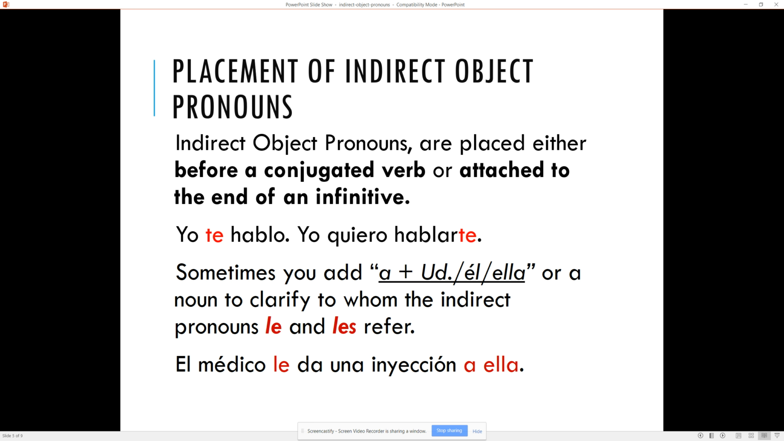Sometimes you add a usted, a él, a ella, or a with a noun to clarify who it's going to. Because while it's a lot less work to learn le and les, it can be very confusing to figure out who they are referring to. So, el médico le da una inyección a ella. The doctor gave an injection to her. You can see in the red, a ella will be le.